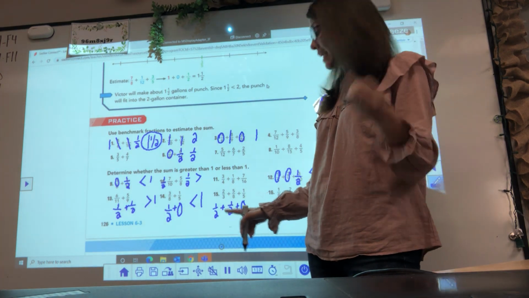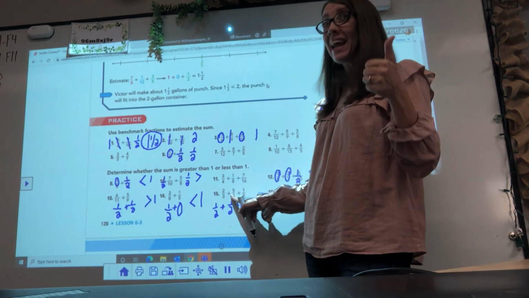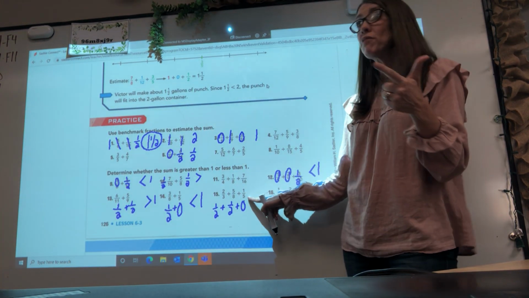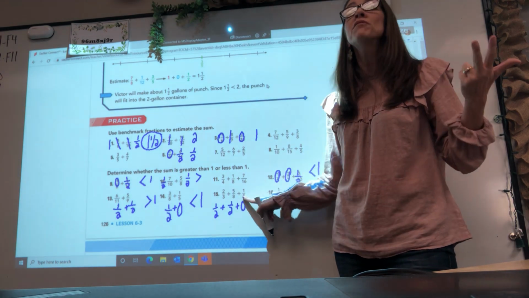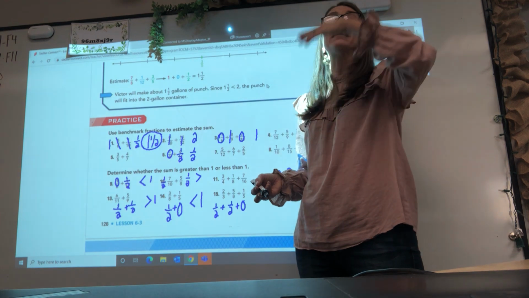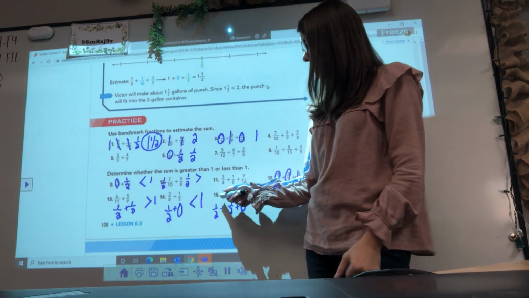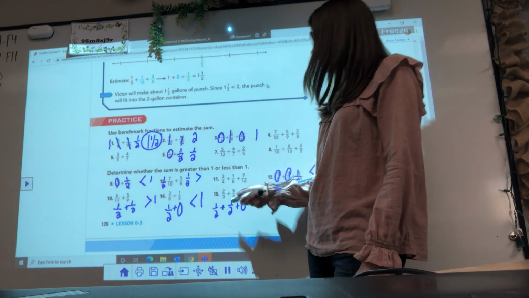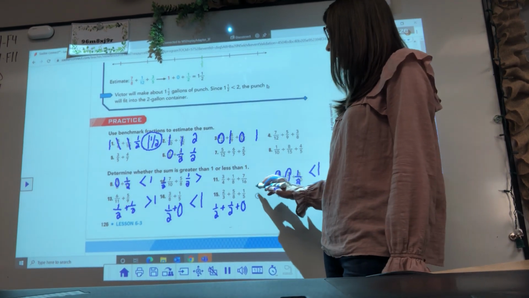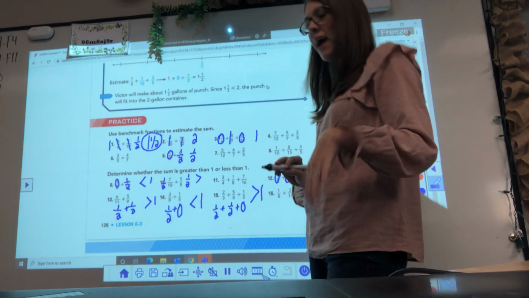But actually, 2/3 is more than a half, isn't it? 5/8 is more than a half, and 1/5 is actually more than 0. So all of these, I'm estimating lower. So my actual answer is going to be higher. Does that make sense? This is going to be more than a half, and more than 0. So my answer is actually going to be more than 1. Is everybody getting how you do that?